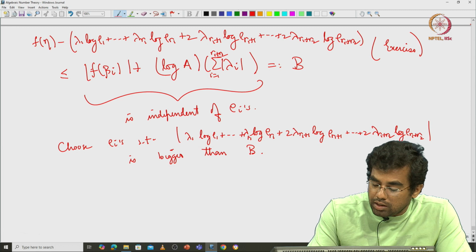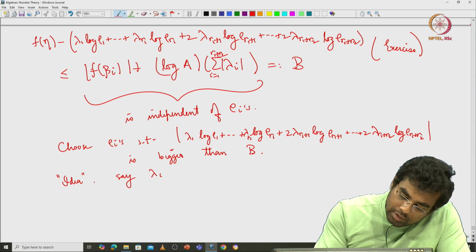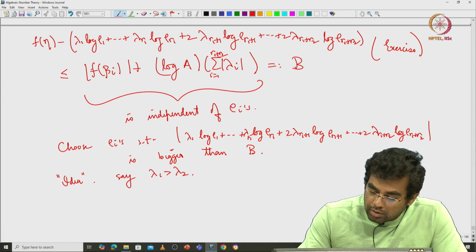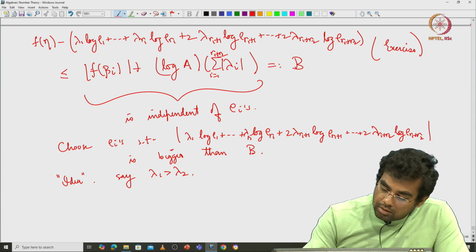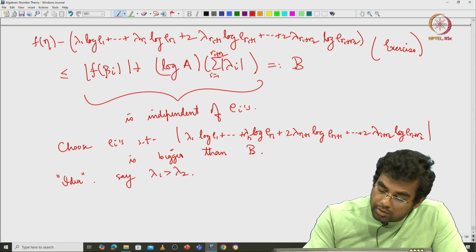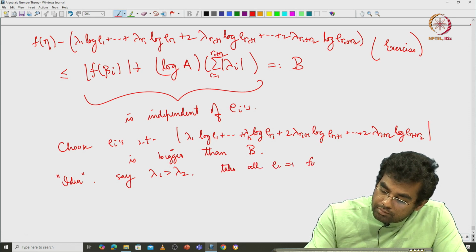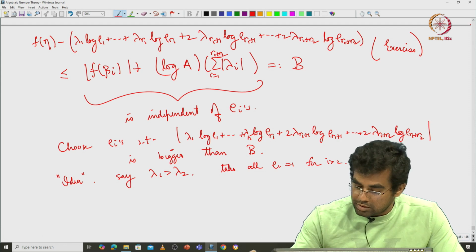So this kind of seems tricky, but I'll just tell you what the right idea is. Let's say that lambda 1 is bigger than lambda 2. We can always arrange for such a thing, because they are not all equal. We can maybe renumber them. And whatever the expression is, it will be dominated by the rho 1 term. The rho 2 term will not dominate it, and so we can take all rho i to be equal to 1 for i bigger than 2.